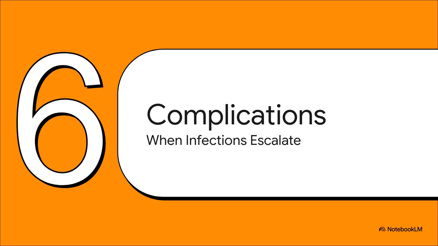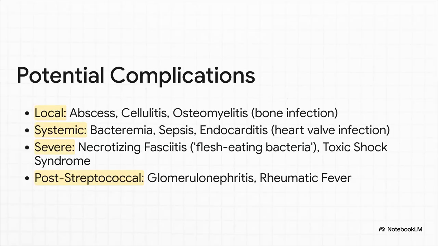This is about what happens when these seemingly simple infections are not managed well and decide to escalate. The potential for things to go wrong is pretty broad. Locally, the infection can spread, causing cellulitis, or even getting into the bone, causing osteomyelitis. Systemically, the bacteria can get into the bloodstream, bacteremia, leading to sepsis or endocarditis. Then you have the really terrifying stuff like necrotizing fasciitis, the so-called flesh-eating bacteria, or toxic shock syndrome. And even after the infection is gone, strep pyogenes can leave a parting gift, post-streptococcal syndromes like glomerulonephritis, where the immune system's response to the bug ends up attacking the kidneys.